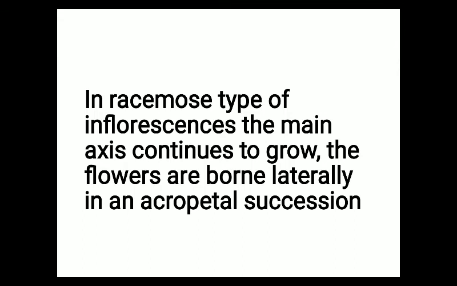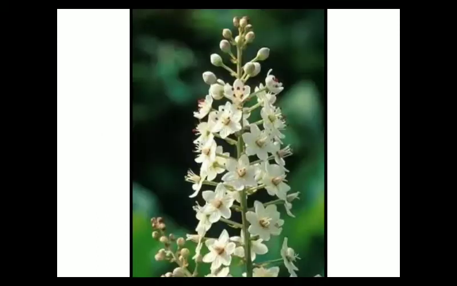In racemose type of inflorescence, the main axis continues to grow. The flowers are borne laterally in an acropetal succession. In racemose type of inflorescence, this is the floral axis upon which the flowers are borne. The growth of this floral axis will be unlimited. It will keep on growing, and new flowers will be produced on the lateral side of the floral axis in acropetal manner. So what is the meaning of acropetal manner?